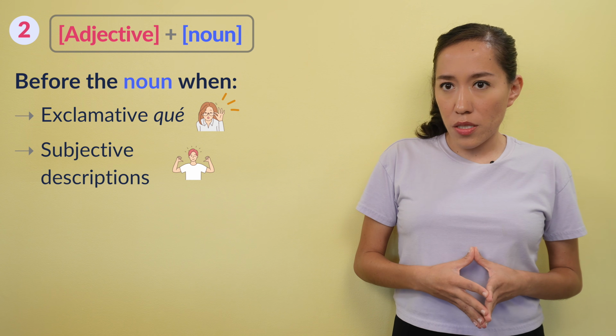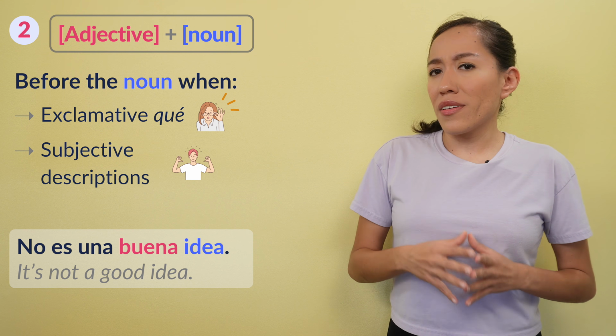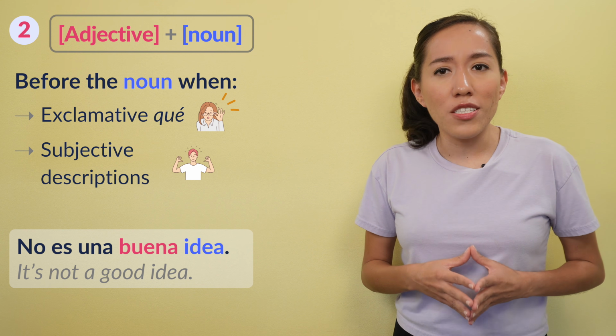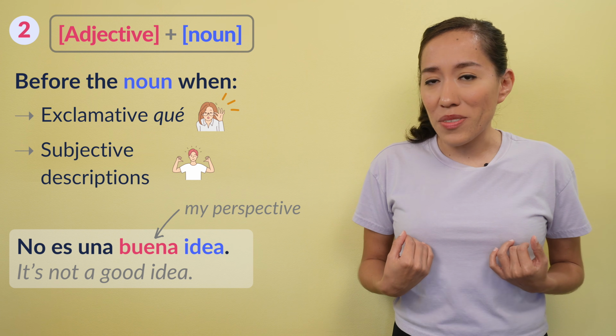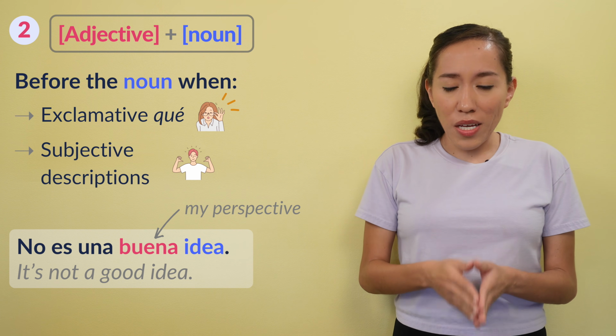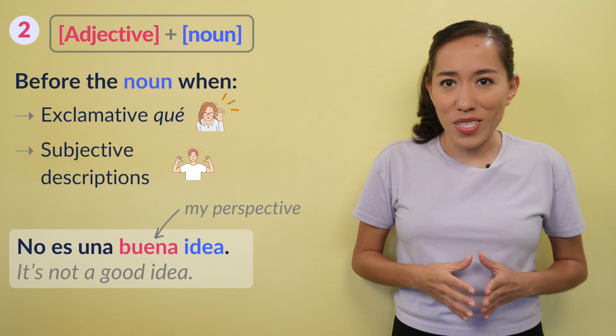Situation number two, we can also place the adjective before the noun when we want to provide subjective descriptions. No es una buena idea. Check that in this case, my description is not based on information or data. I'm just giving you my subjective perspective. Because of that, voy a poner el adjetivo antes del sustantivo.